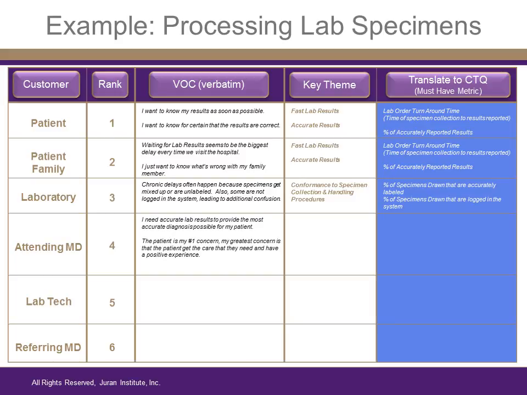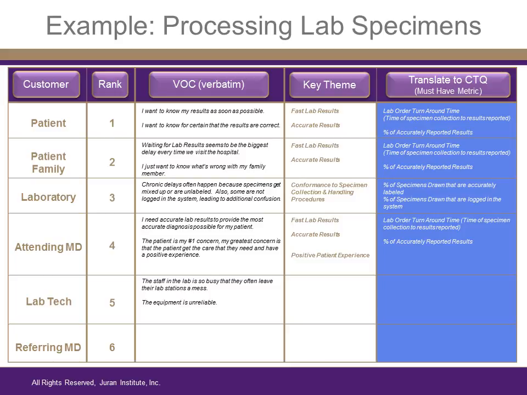In this case, the verbatim voice of the customer indicates that the attending MD needs accurate lab results to provide the most accurate diagnosis possible for the patient. Also, since the patient is the number one concern, the greatest concern is that the patient gets the care they need and has a positive experience. From this, we draw our key themes: fast lab results, accurate results, and also a positive patient experience. Our CTQ, as determined by this process, is lab order turnaround time, as well as percentage of accurately reported results.